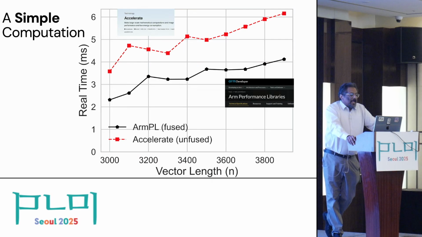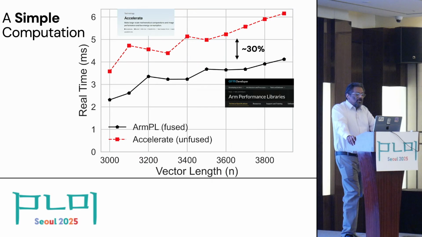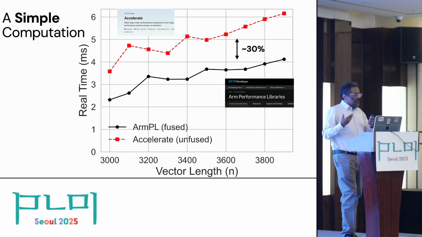The Apple Accelerate library is about 30% worse than the ARM Fused library. So, in fact, the lower is better because it is the runtime in here. So, what is happening here? Why is it that using two very highly optimized kernels versus one, you have a performance difference?